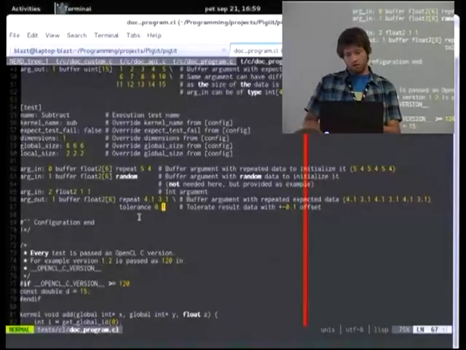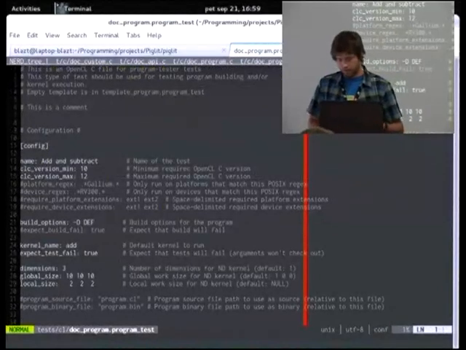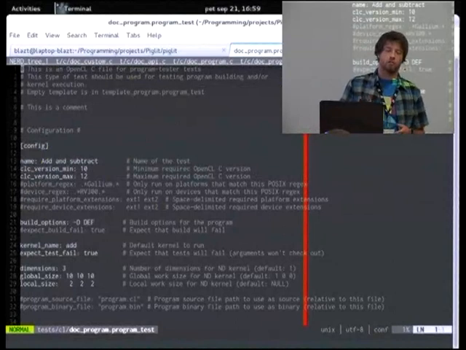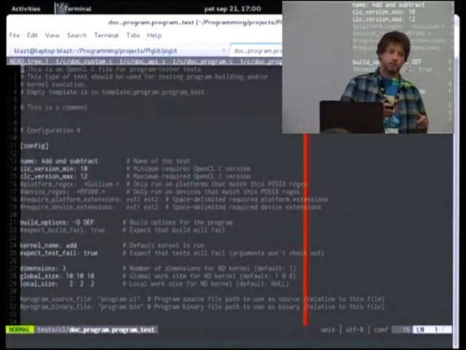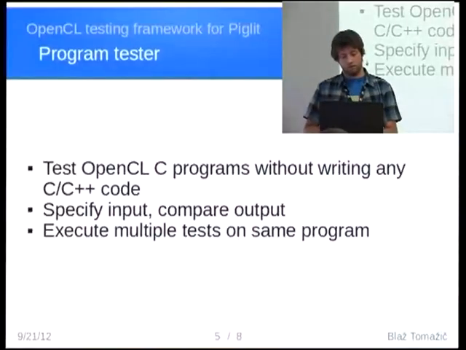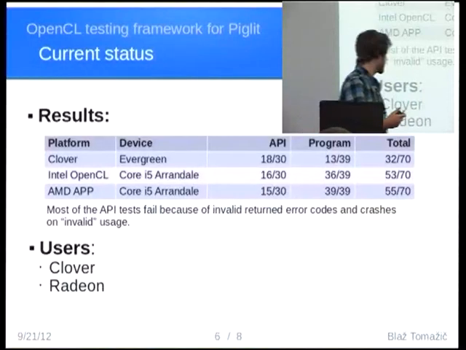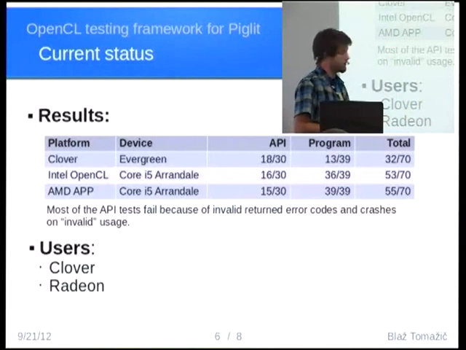So, and also, you can have a special file that contains only the configuration. So you can have a source for the kernel and multiple files that build this source differently. You can also test different builds of the same source.